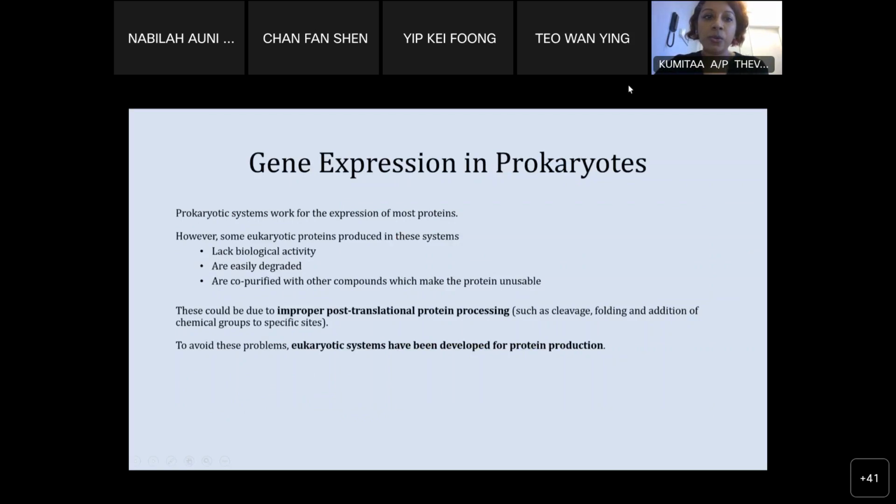All right, so why would we need to actually express it in eukaryotes then? So with prokaryotes, when you are expressing recombinant protein, you do have a couple of challenges, as we pointed out earlier. So when we do look at eukaryotic protein, they do have certain advantages. So that is why we will be looking at eukaryotic systems today.